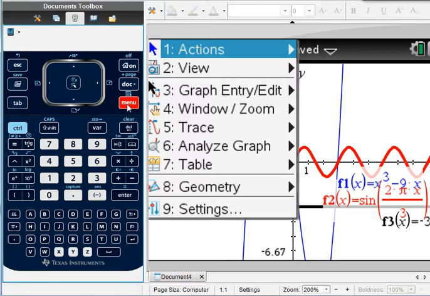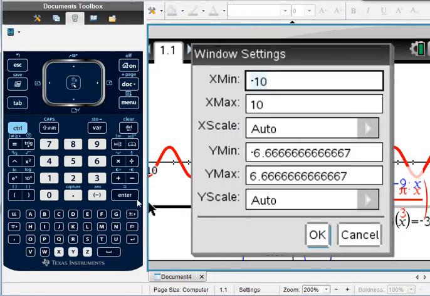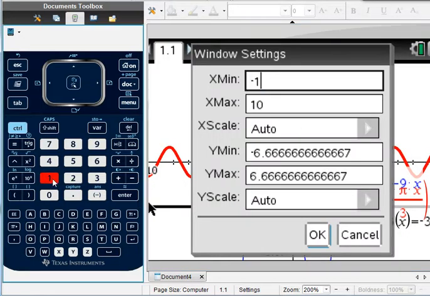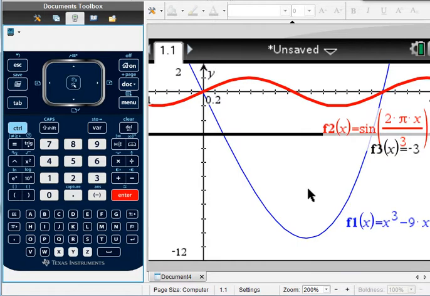I'm going to change our window size. Make that -1 to, let's see, 4. I don't think we need it all the way to 5 there. And then y minimum, I think we made that -12. Y maximum 2. Okay, so there we go.